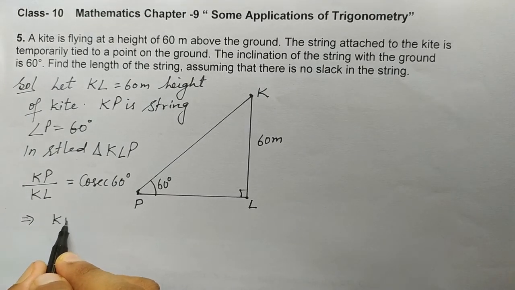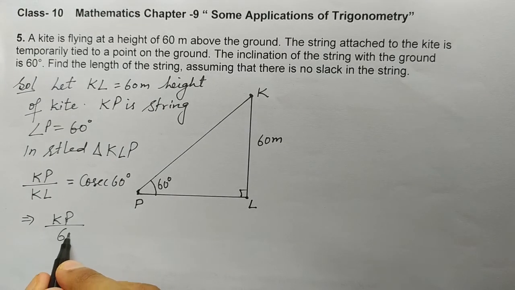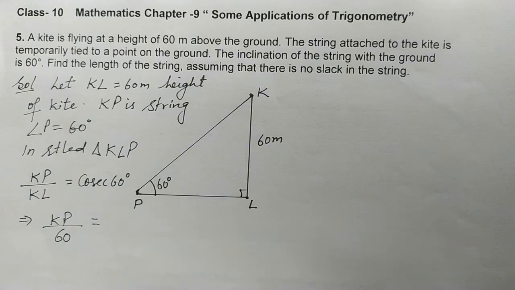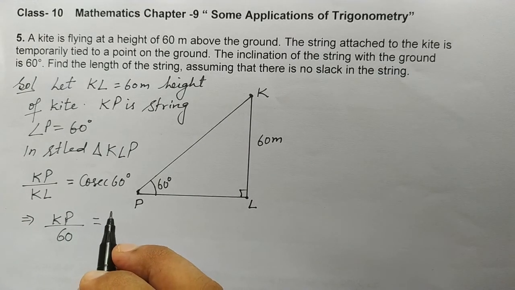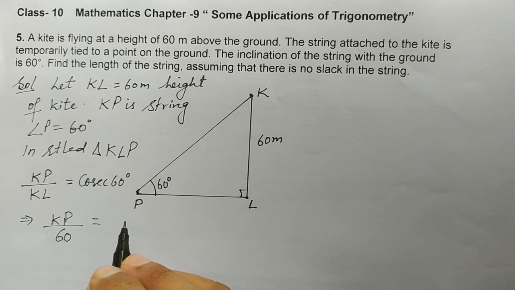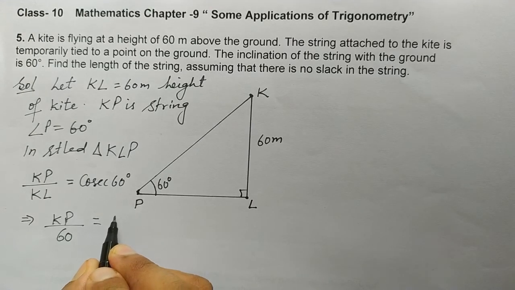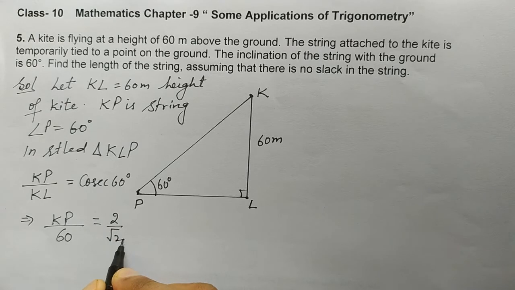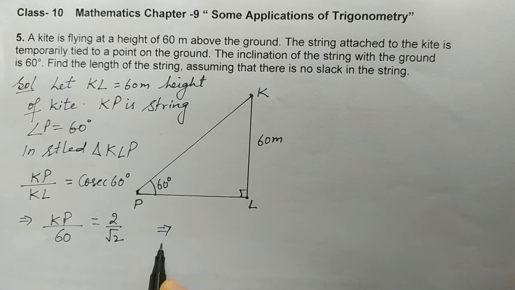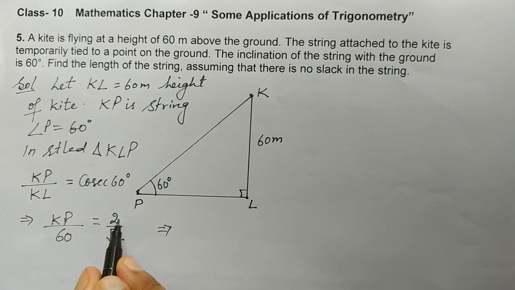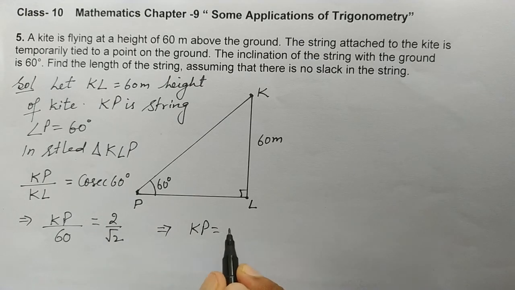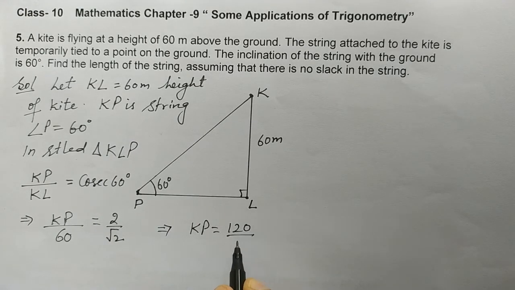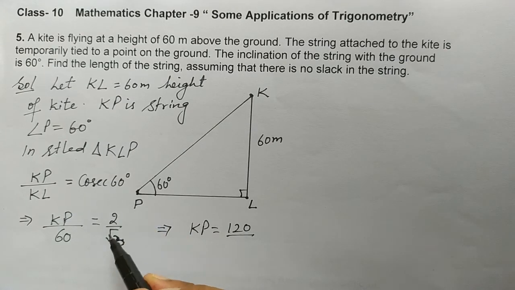KP we have to find out, this is the length of the string, KL is 60. And now cosecant 60 degree. Sine 60 degrees is root 3 by 2, so cosecant 60 will be the reciprocal of that, that is 2 by root 3. So from here you can cross multiply. 60 will go in the numerator and be multiplied. So KP is equal to 60 times 2, 120 over, sorry, it is root 3 not root 2. Cosecant 60 is 2 by root 3.